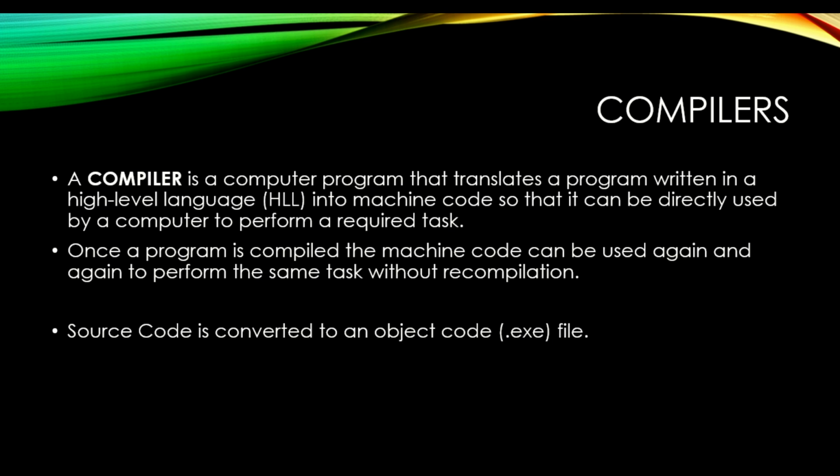Once a program is compiled, the machine code can be used again and again to perform the same task without recompilation. Source code is converted to an object code or an executable file. With compilers, the whole program itself is compiled and converted into an object code or an object file known as an executable file. The compiler is not needed when the file is executed again, that is, when the object code is run.